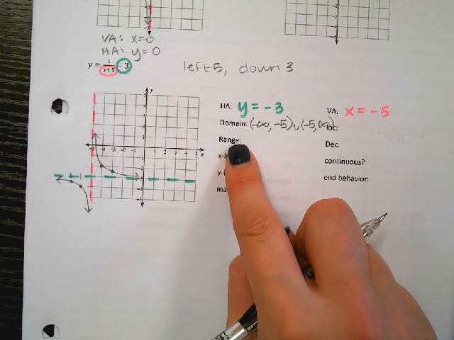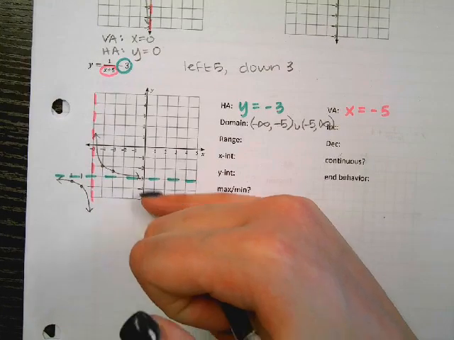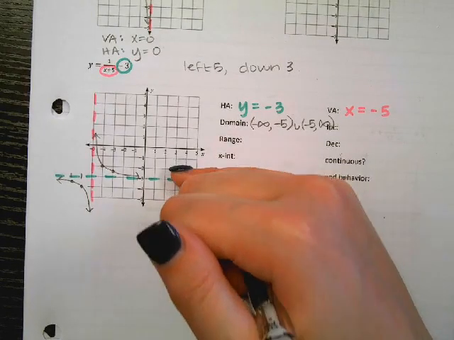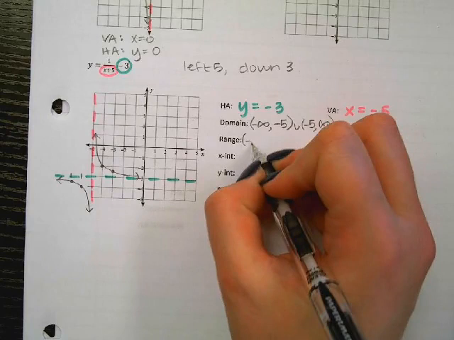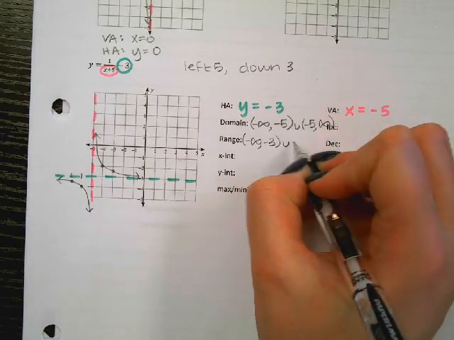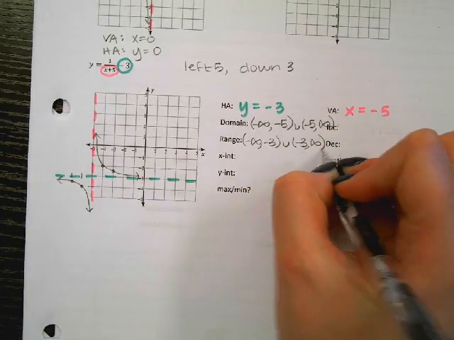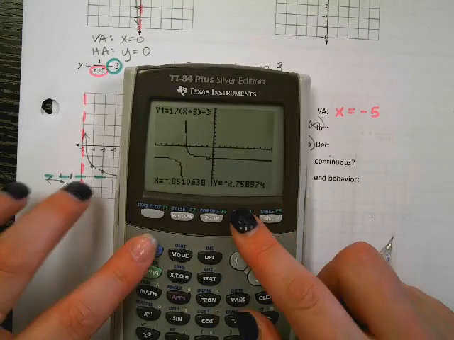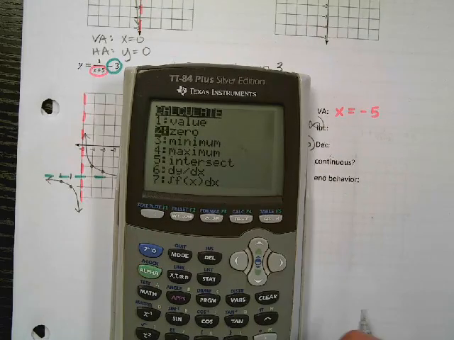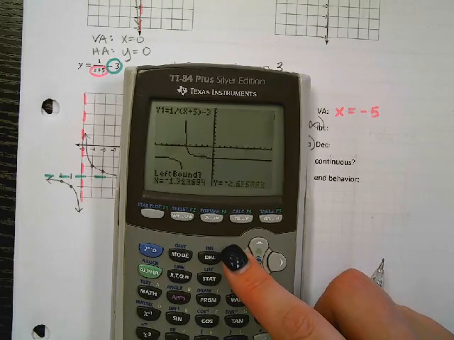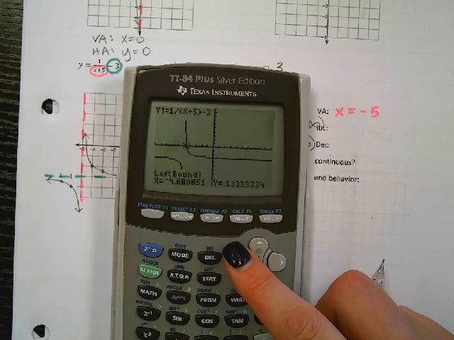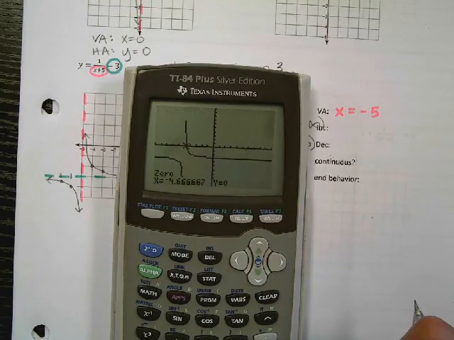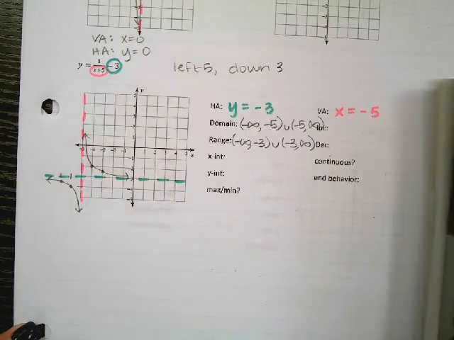For the range, basically the same thing is going to happen. If we look at our negative numbers, we have all these negatives, and then we get up to -3 and we skip it, and then we have all the numbers above -3. So we're going to have -infinity to -3, but we're skipping -3, and then up to infinity. All right, for the X-intercept, I'm going to do second trace, option number 2, and I'm going to go ahead and do my left bound and right bound. So left bound, right bound, -4.667.